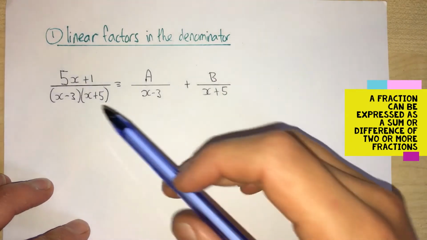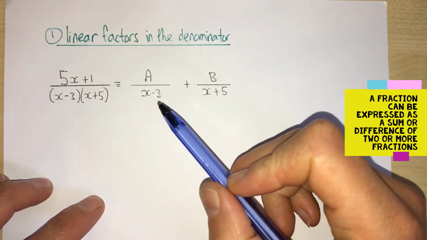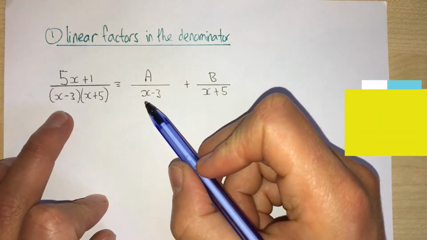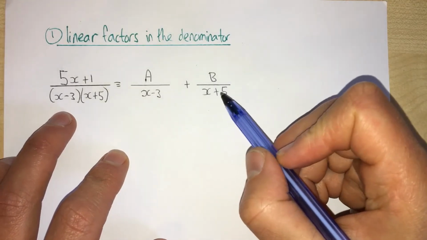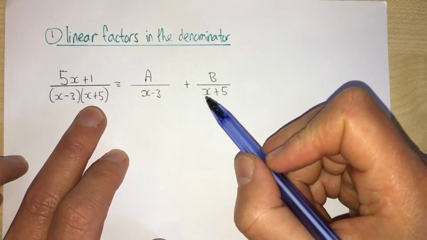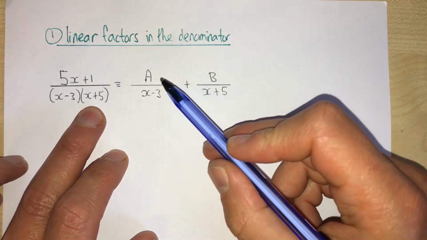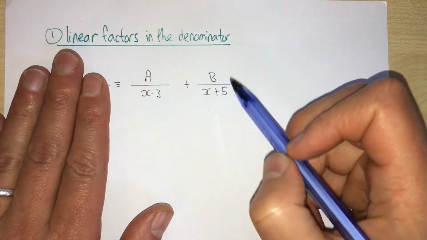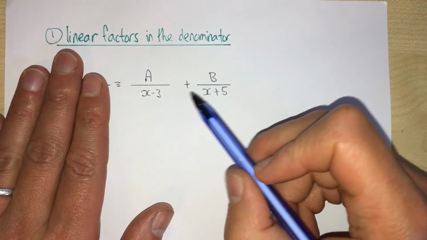In this case, we separate the fraction on the left into two fractions, or the sum of two fractions. Our first denominator comes from the first factor, x minus 3, and the second denominator comes from the second factor, x plus 5. And we don't know the values of the numerators, so we call one of them a and the other one b.